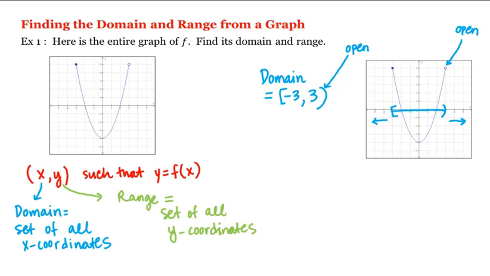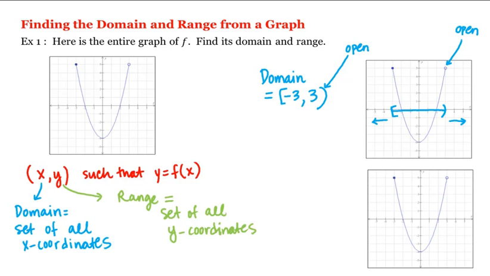What is the set of all possible y-coordinates of points on the graph? Let's look at our graph again. The set of all possible y-coordinates of points on the graph is this interval here. Think of projecting the graph onto the y-axis. So the range then is this interval. -4 up to 5.